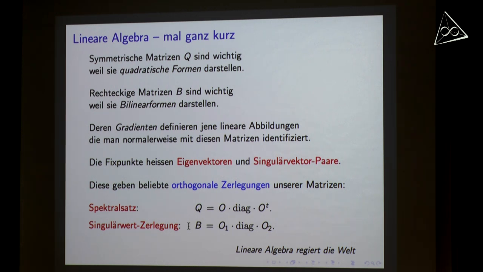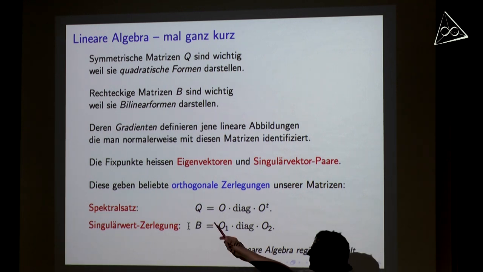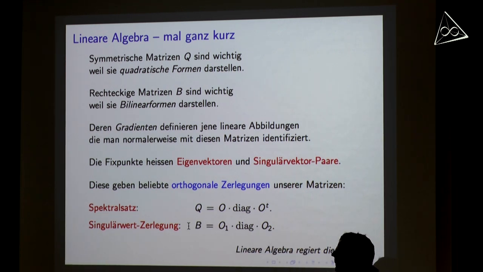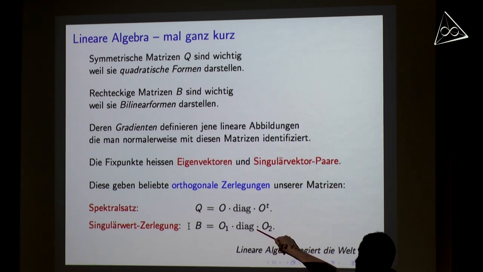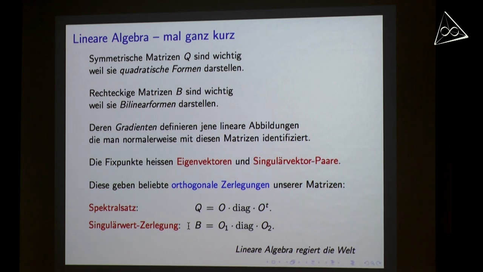And of course, there are corresponding orthogonal decompositions of our matrices. So the spectral theorem says that if you have a real symmetric matrix, then we can replace it by a diagonal matrix, and there's a coordinate change by an orthogonal matrix U. And likewise, in the SVD, if you have a rectangular matrix B, you can make a rectangular diagonal matrix with non-negative entries, and now you have two orthogonal matrices, an orthogonal m by m matrix O1 on the left, and an orthogonal n by n matrix O2 on the right. So this is my summary of linear algebra.